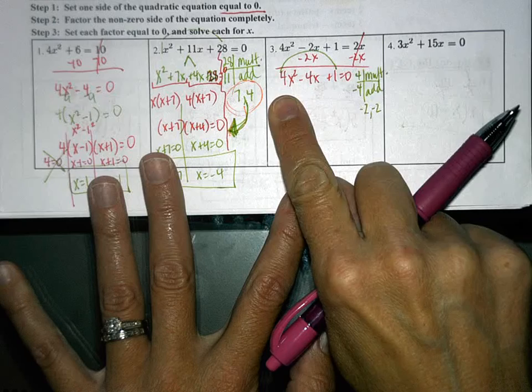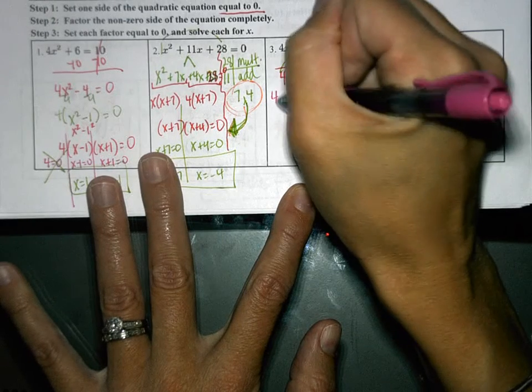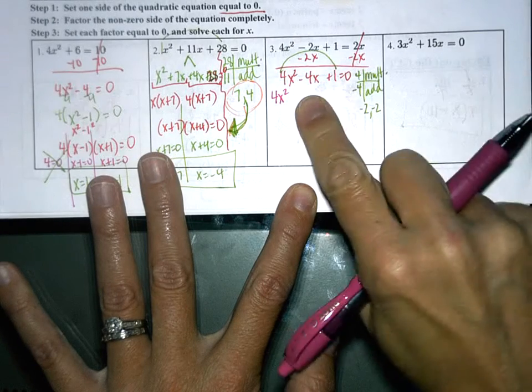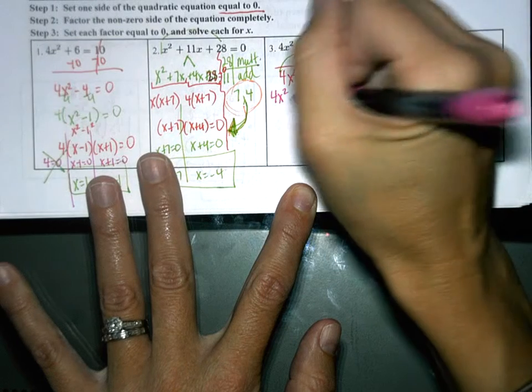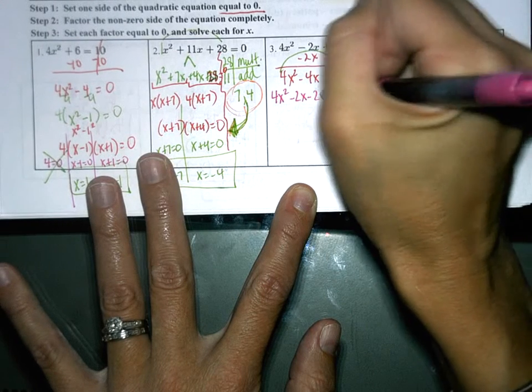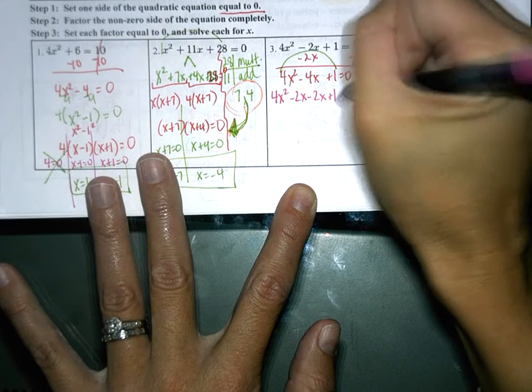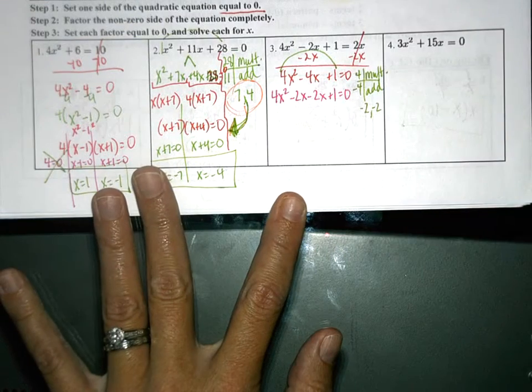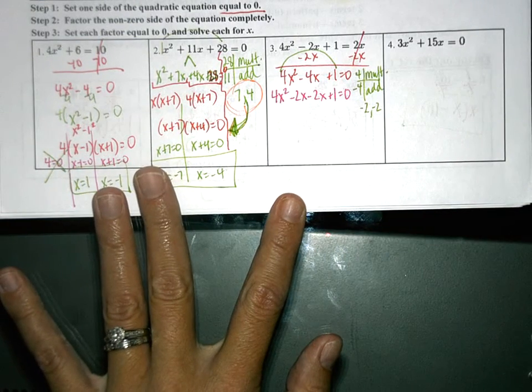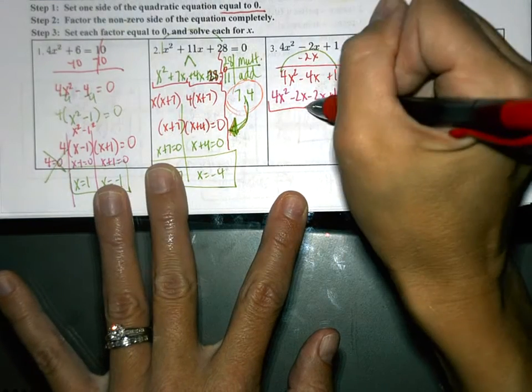Good. Coefficient in front of our x squared term. So we rewrite this out, 4x squared, but instead of minus 4x, we're now writing minus 2x and minus 2x and then plus 1 equals 0. We can split these into the 2 groups.